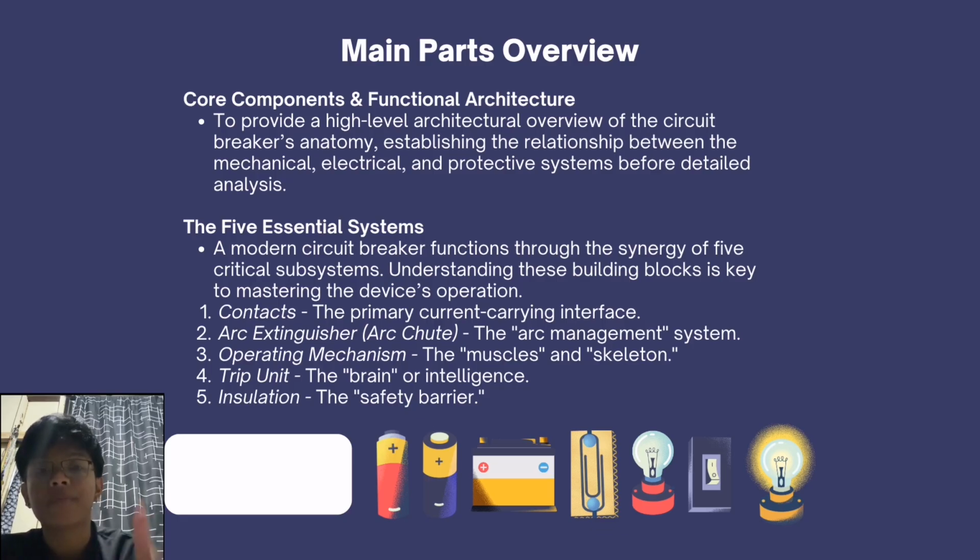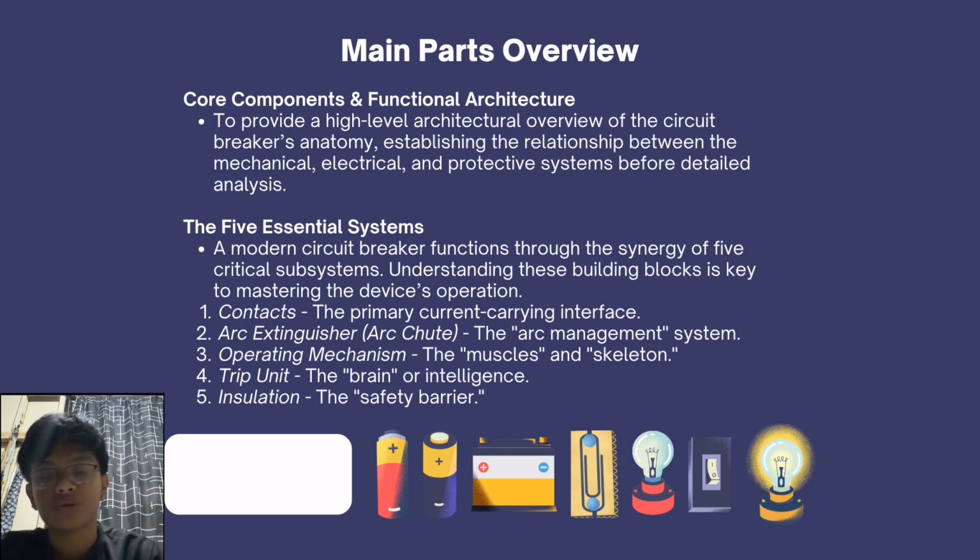Number 1. Contacts. The primary current-carrying interface. It typically consists of fixed and moving contacts. Their design determines the continuous current rating and the ability to withstand short-circuit currents without welding.